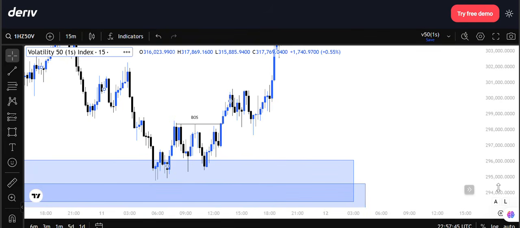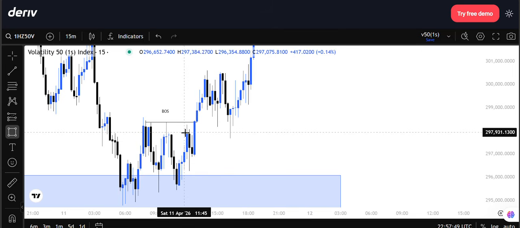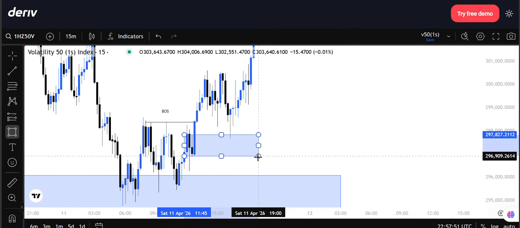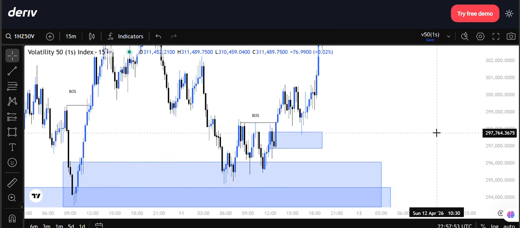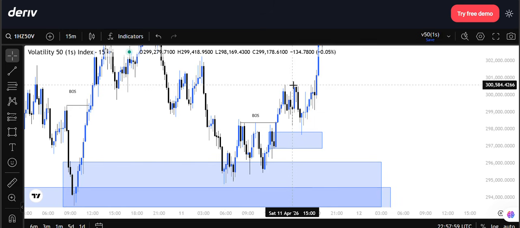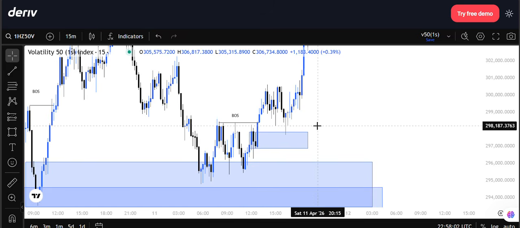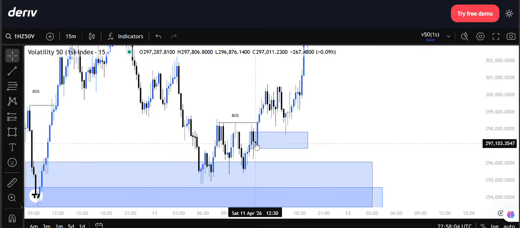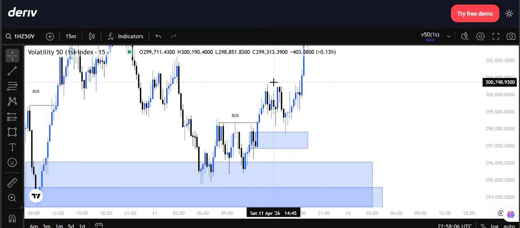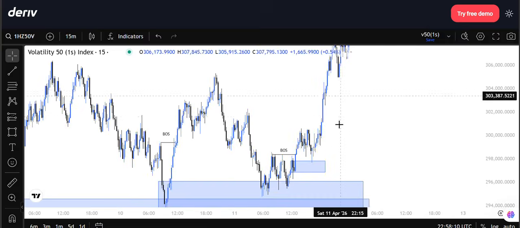Now, where is the zone that caused the break of structure? Where is the order block? This order block actually caused the break of structure, you see? Having seen our break of structure to the upside, we waited for price to come back to our zone. After the break of structure, price retraced, it tapped into our zone, and then it bought.